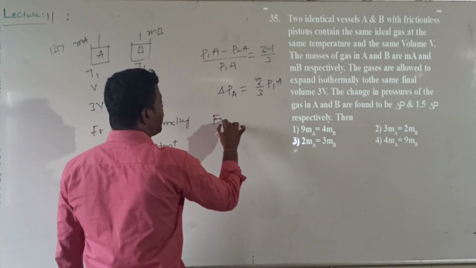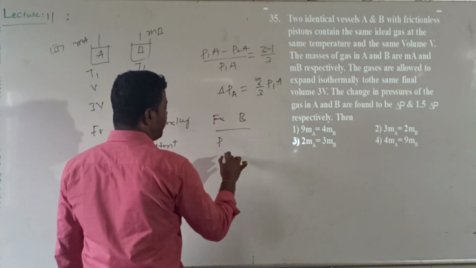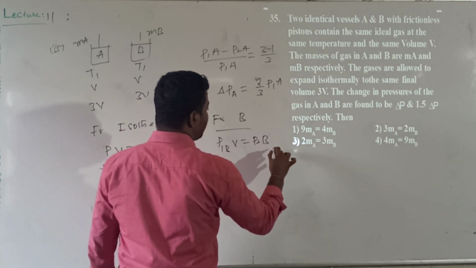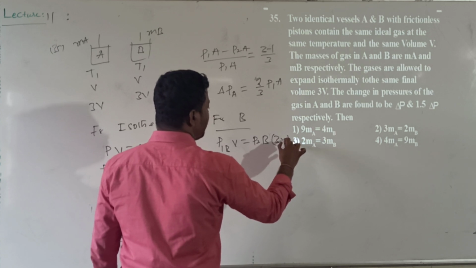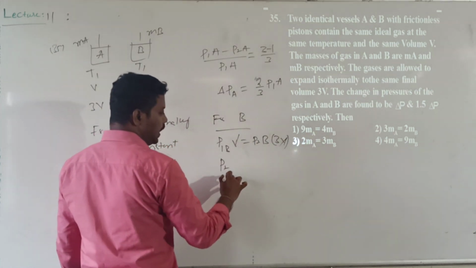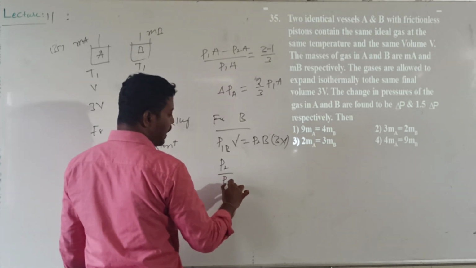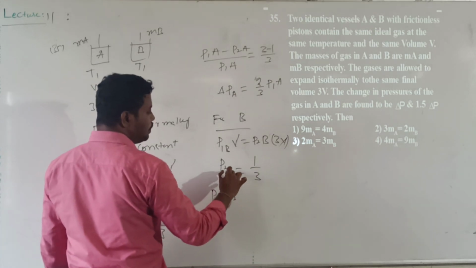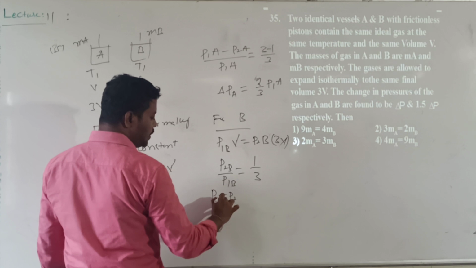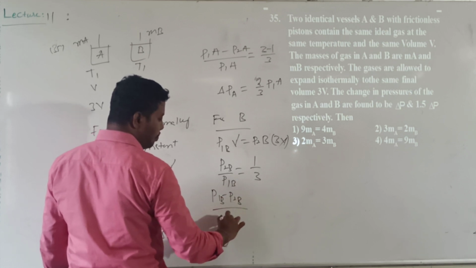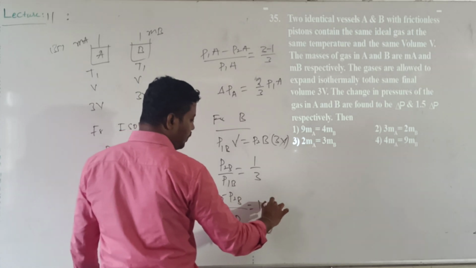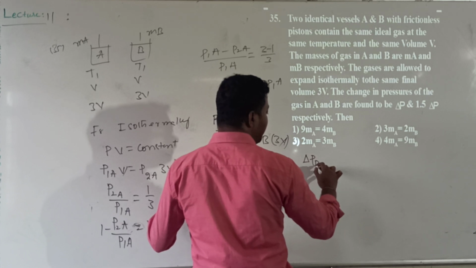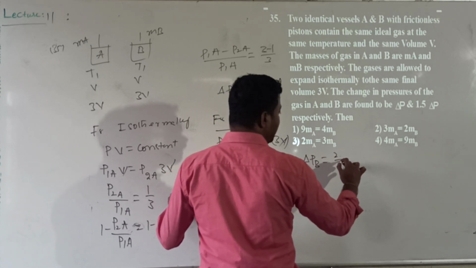Similarly for vessel B, what can I write? P1B into V is equal to P2B into 3V. Correct? So the V values cancel. Then P2 by P1 is equal to 1 by 3. So P1B minus P2B by P1B is equal to 1 minus 1 by 3, which gives delta P_B is equal to 2 by 3 into P1B.